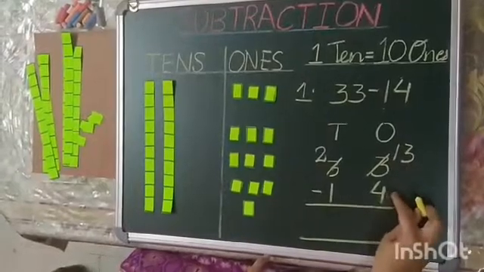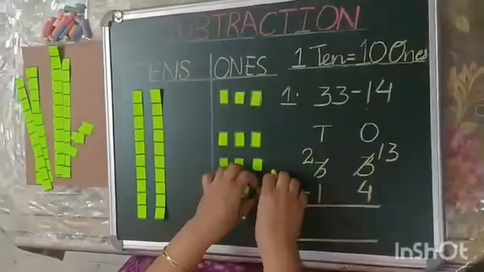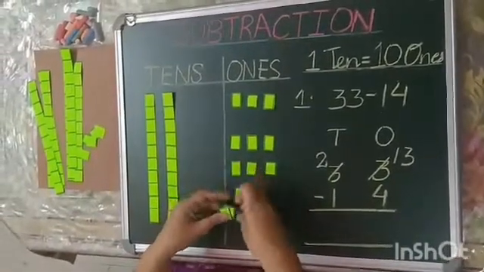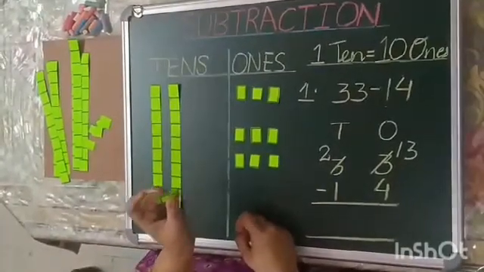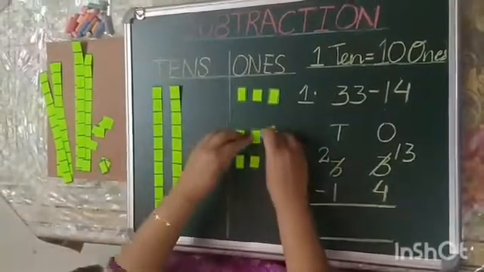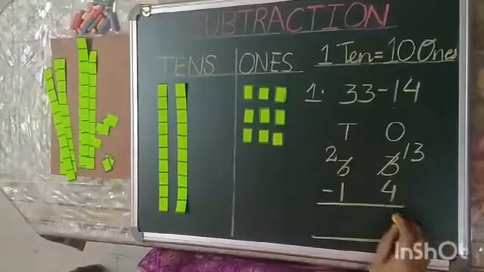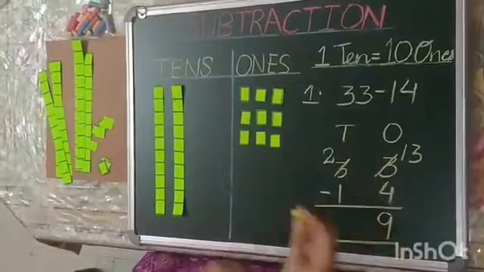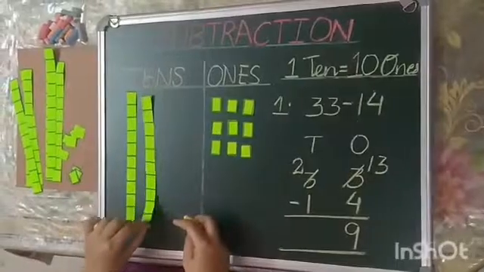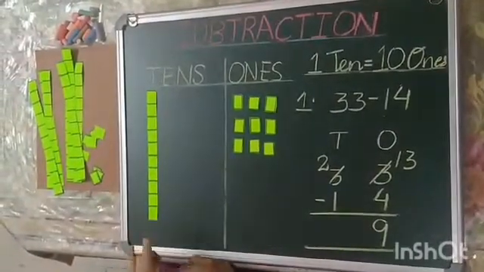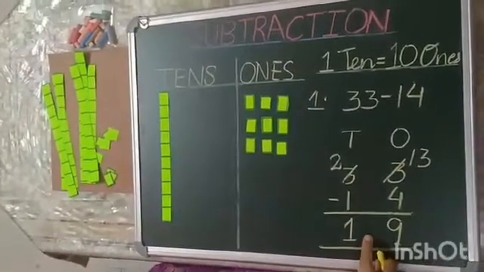Now from 13 I have to subtract 4. So I will take away 4. 1, 2, 3 and 4. After taking away 4, how many ones are left? 1, 2, 3, 4, 5, 6, 7, 8 and 9. So 9 ones are left here. And how many tens are left? 2 minus 1. So I will take away 1 ten. How many tens are left? 1 ten is left. So the answer of this sum is 19.